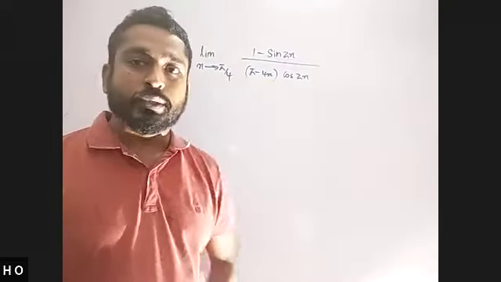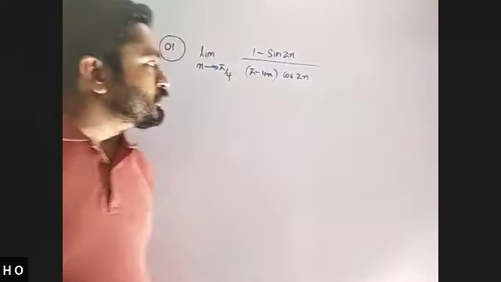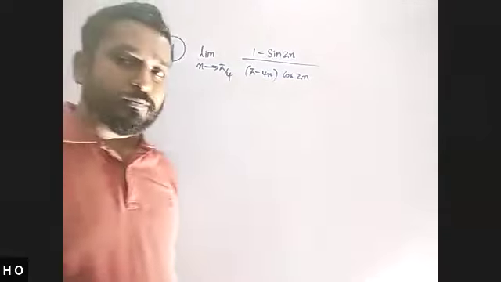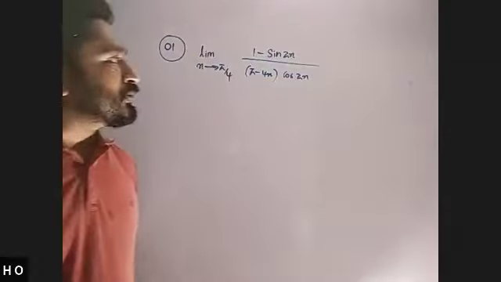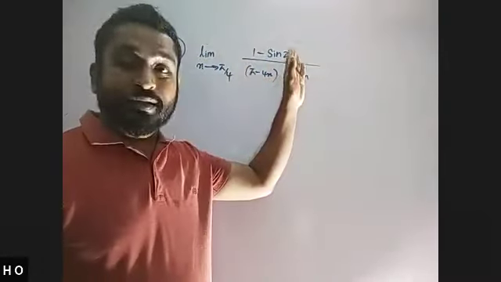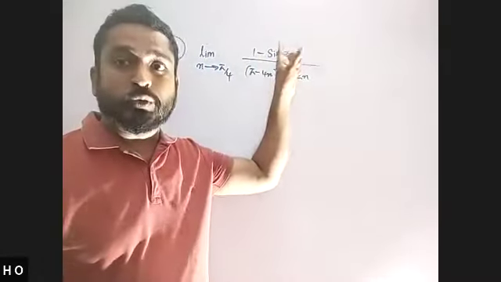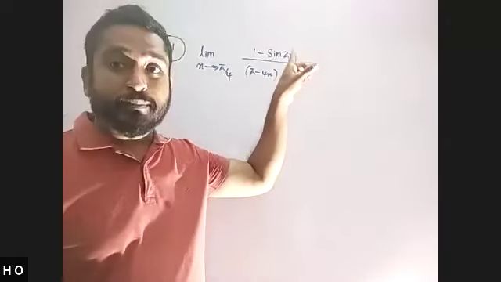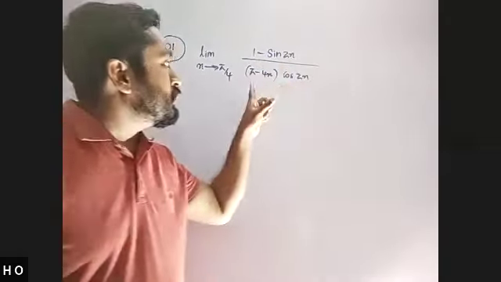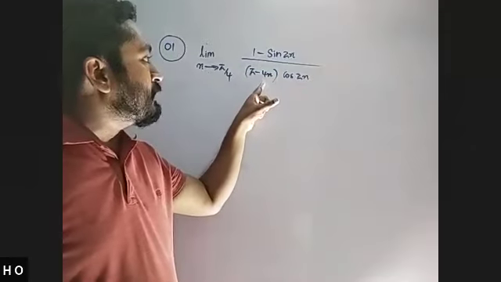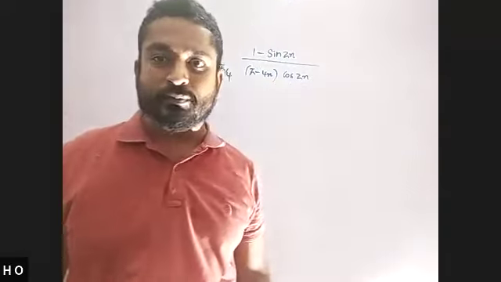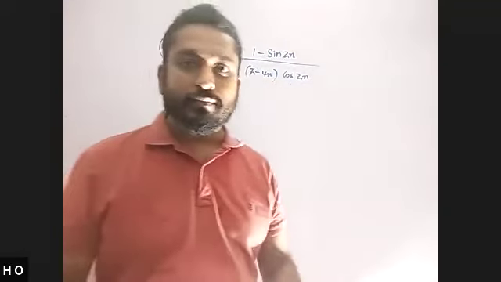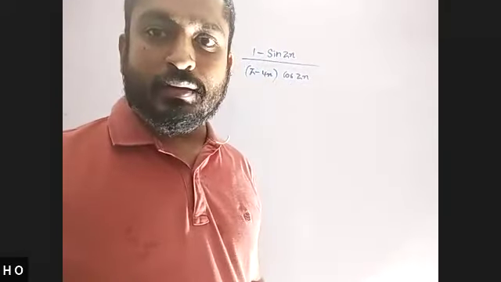So what you need to do is, here also, limit x tends to 5 by 4, when you try to substitute directly, it is going to be 1 minus sine 2 into 5 by 4, sine 5 by 2, 1 minus 1, 0, over 5 minus 4x is 5 minus 5, 0, times cos 5 by 2, 0. Everything is 0.